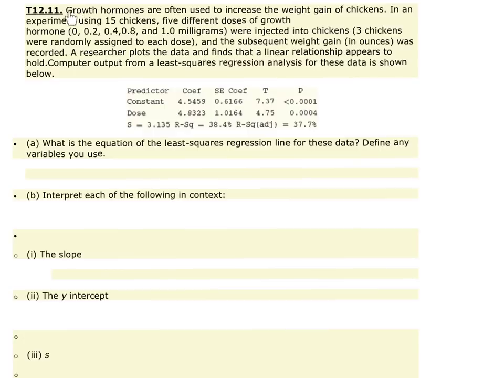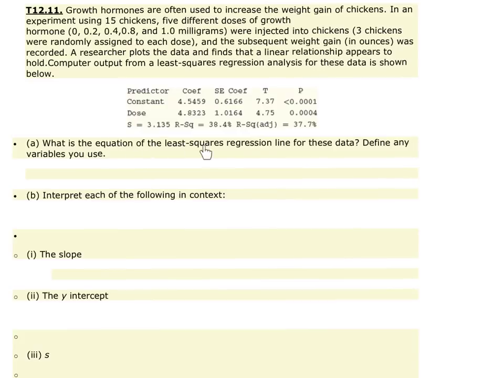First free response, number 11. Growth hormones are often used to increase the weight gain of chickens. In an experiment using 15 chickens, 5 different doses of hormones, either 0, 0.2, 0.4, 0.8, and 1.0 milligrams, were injected into chickens. 3 were randomly assigned to each dose, and the subsequent weight gain in ounces was recorded. A researcher plots the data and finds a linear relationship appears to hold. Computer output from the least squares regression analysis for these data is shown below.